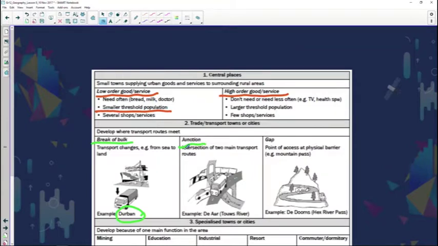Now, a junction town is usually where 2 main transport routes meet. A good example is Bloemfontein, for instance, where the N2 highway and the N1 meet or cross one another. And then we have a gap town. It's usually close to a mountain pass. Now, what is a mountain pass? It's basically a road that goes over a mountain. For instance, a very good example is the Hex River Pass, and we can almost say Harrismith is also a gap town, because it's just as you go basically over the Drakensberg Mountains.